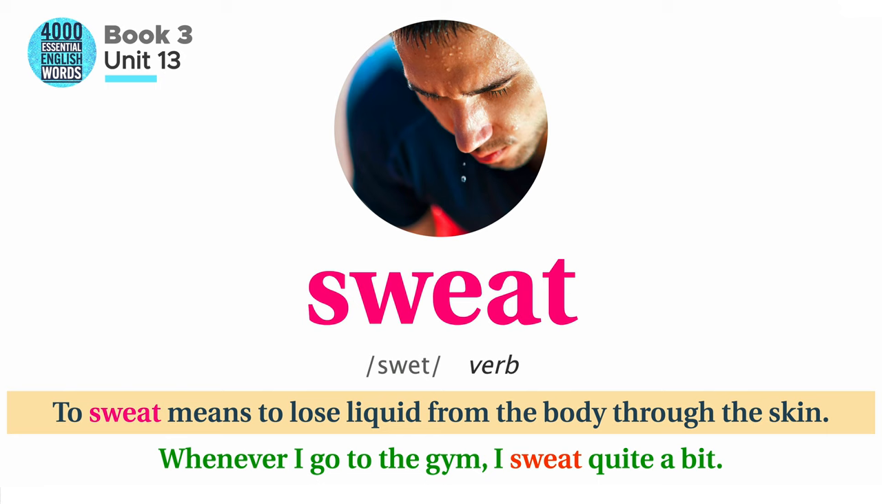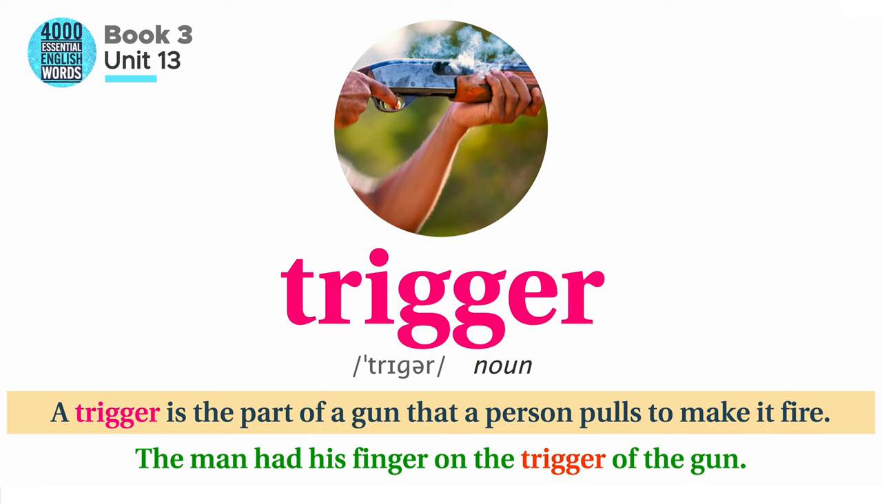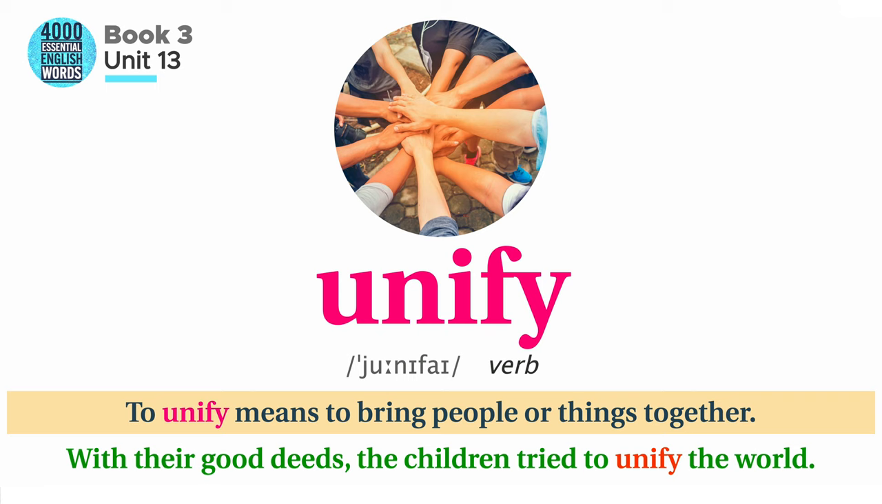Trigger. A trigger is the part of a gun that a person pulls to make it fire. The man had his finger on the trigger of the gun. Unify. To unify means to bring people or things together. With their good deeds, the children tried to unify the world.